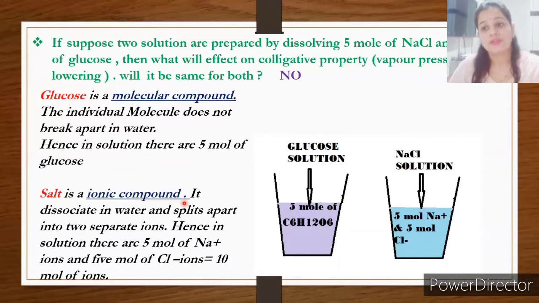Lowering of vapor pressure will not be the same. Why? Again, both solutions contain the same concentration of solute, and according to colligative properties, it doesn't matter what you add, what matters is the number of particles. So both have the same particles. Then why are the colligative properties not the same? Because one solute is non-ionizable and the other is ionizable. Glucose is non-ionizable and NaCl is ionizable.